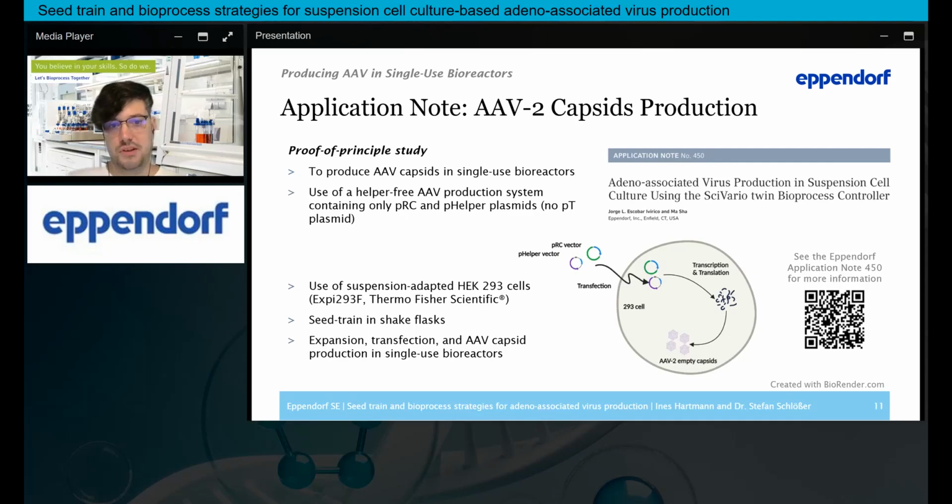What did they use for this? They used a suspension-adapted HEK293 cell culture called XP293, which is from Thermo Fisher Scientific. And to produce the inoculum for the bioreactor culture, they did this in a seed train using shake flasks. Once the cell number was high enough, they inoculated the bioreactor, expanded the cells in there, transfected them in there, and produced the AAV capsids in there.